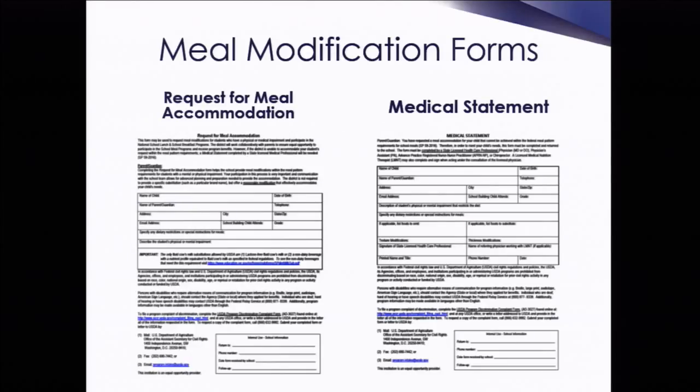the school meal programs. The request for meal accommodation and medical statement forms are meant to be a documented form of communication between the student, the parents or guardians, and the SFA. The request for meal accommodation form can be seen on the left, and the medical statement form can be seen on the right. We will discuss each of these forms in detail.